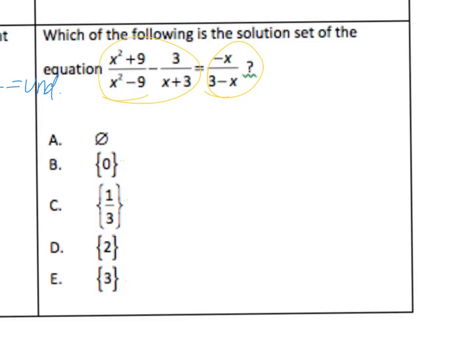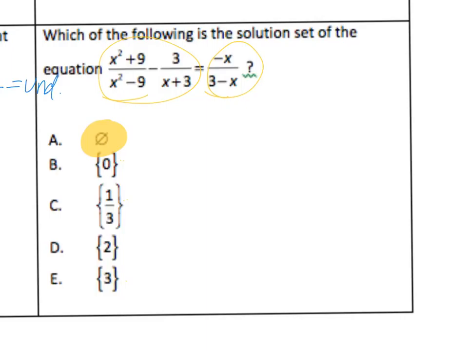A couple things before you go and try: this symbol right here in A means that there is no real solution, meaning that there is no value of x that will make the left side equal the right side. That's what that 0 with a line through it means.